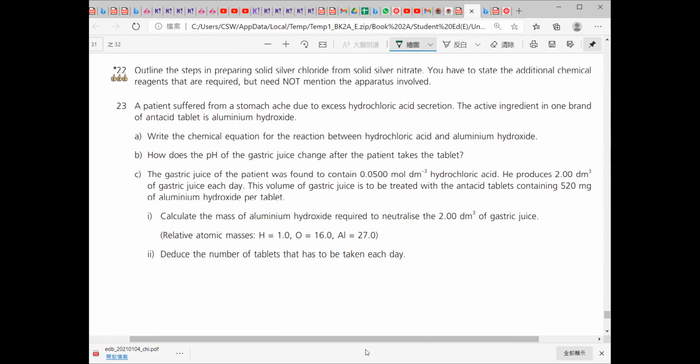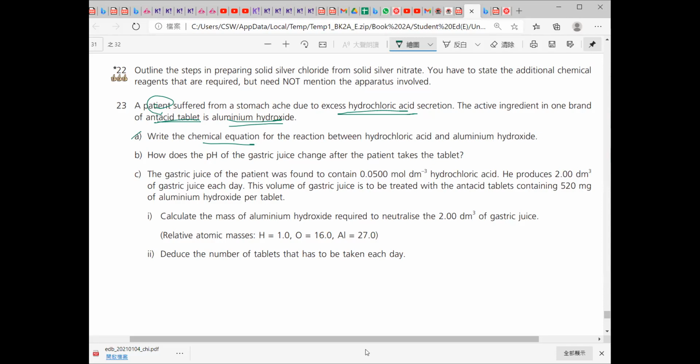The patient suffers from stomach ache due to excess stomach acid. Okay, do you know stomach acid? HCl. So I use antacid tablet, aluminum hydroxide, to deal with it. So you're going to write down the chemical equation for the reaction involved and answer the questions that follow.